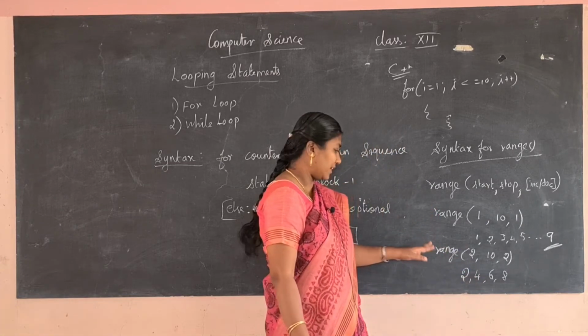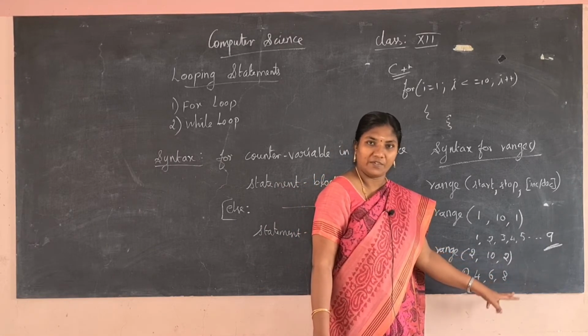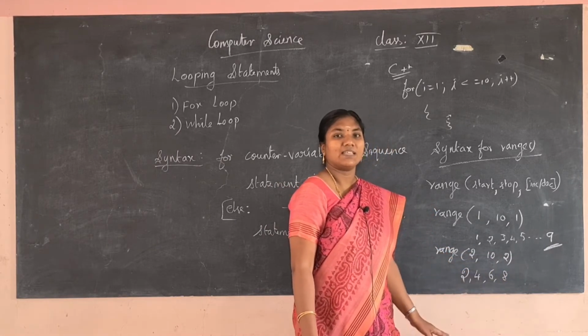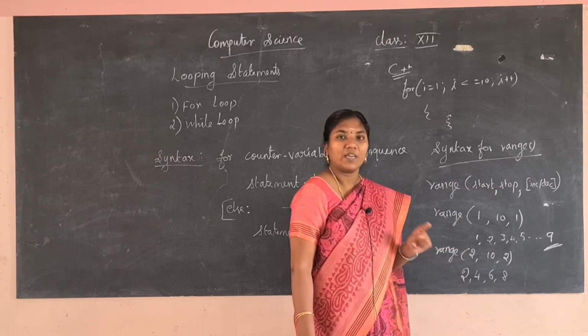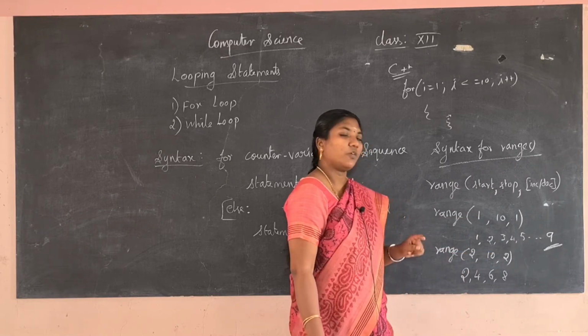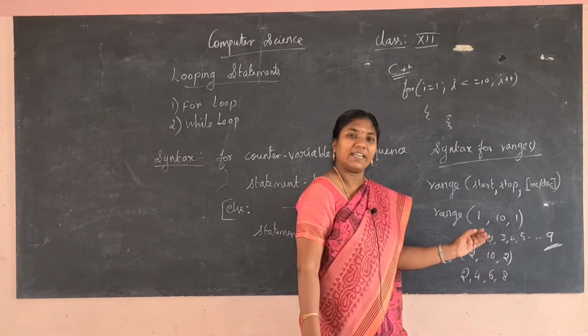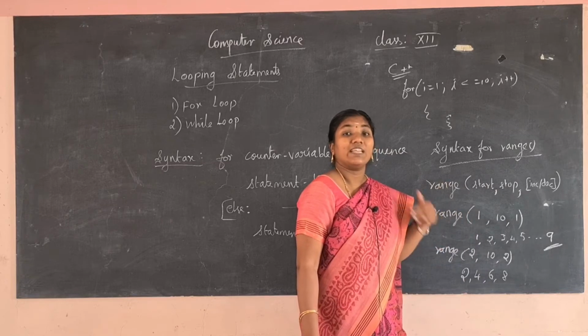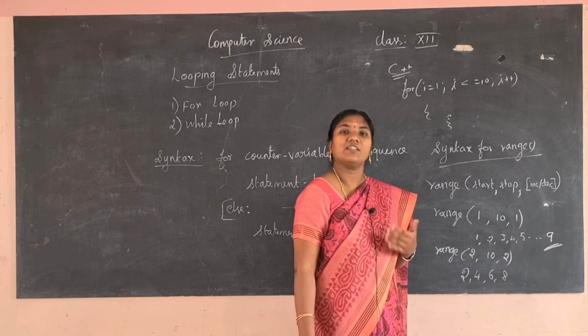Clear? So in the range function, the start value, stop value and increment or decrement value will be given. The stop value works till stop value minus 1. So be clear about it. As I have given 1 and 2 as positive values, it increments. If you want a decrement, then you must specify it with a minus symbol.